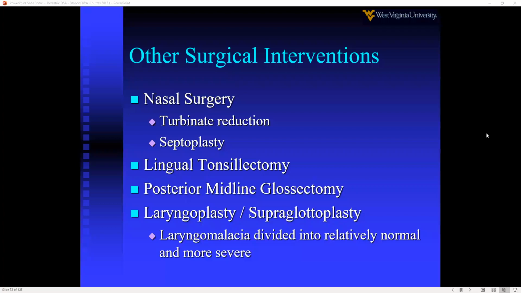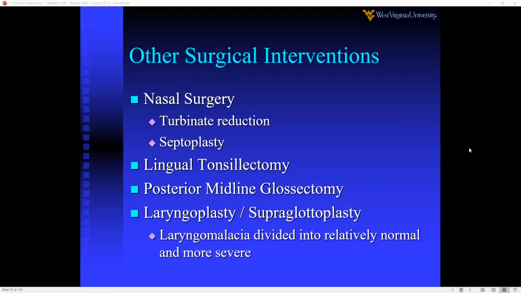Surgical interventions, we can consider nasal surgery. Turbinate reduction is a very safe procedure for kids and can probably do a lot. One of the things you can do if they're very nasally obstructed during a sleep endoscopy is put a couple of drops of Afrin in the nose, decongest them, and see how that changes the obstructive pattern.